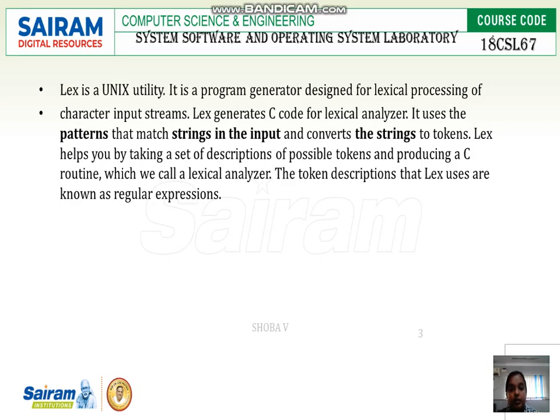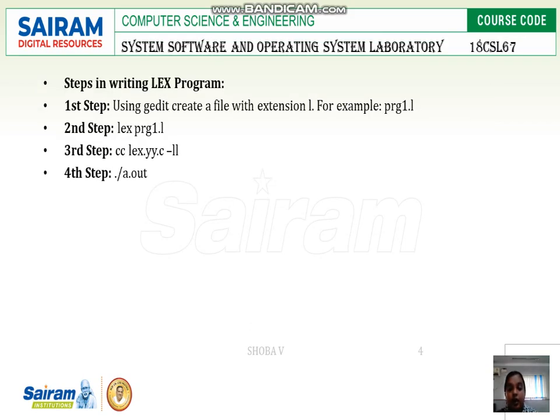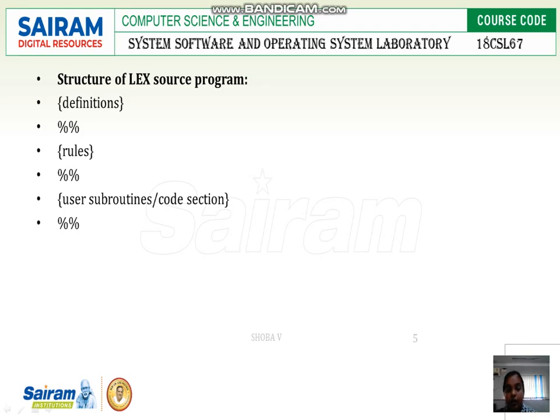So now we'll see the steps in writing the Lex program. We use gedit to create a file with the extension .l, I mean we can give a file name ending in .l, for example program1.l. The second step is to use lex program1.l, and then use the C compiler to compile the code: cc lex.yy.c -ll. To run the program we use ./a.out.